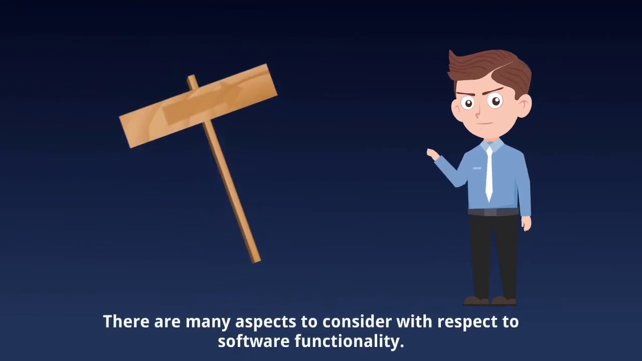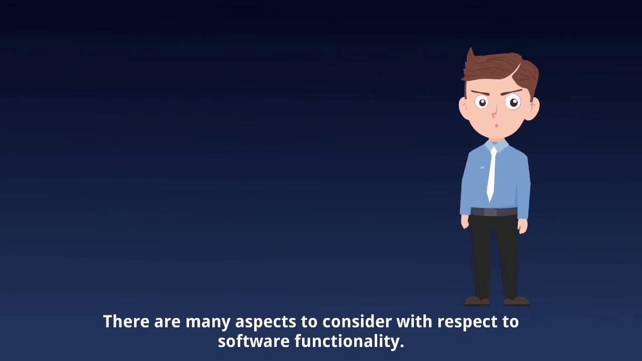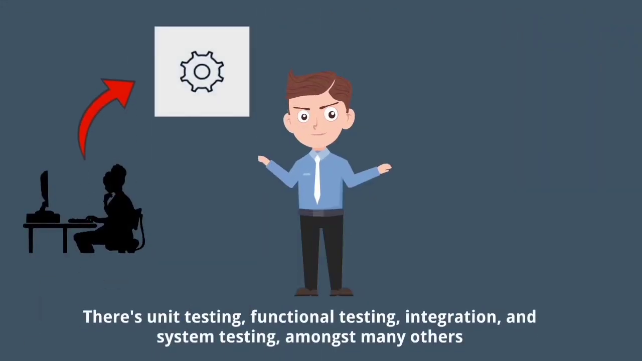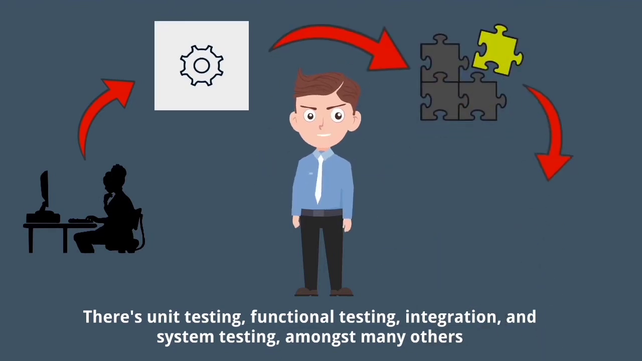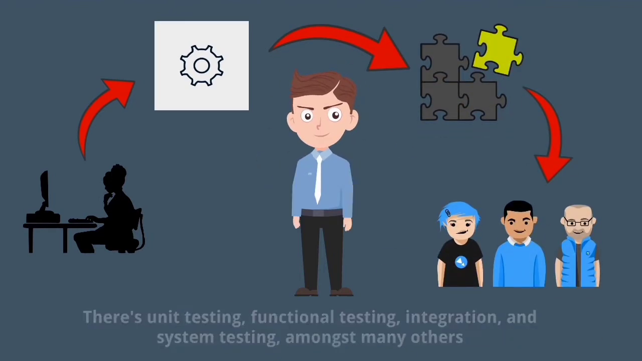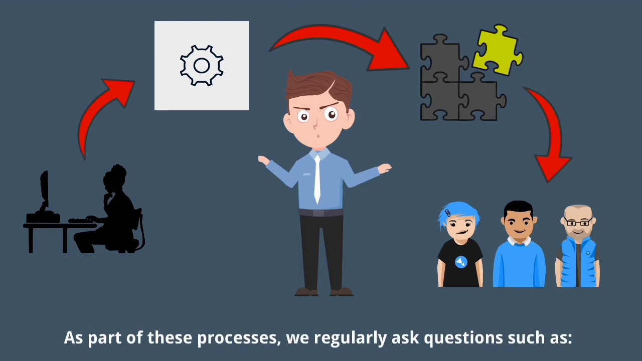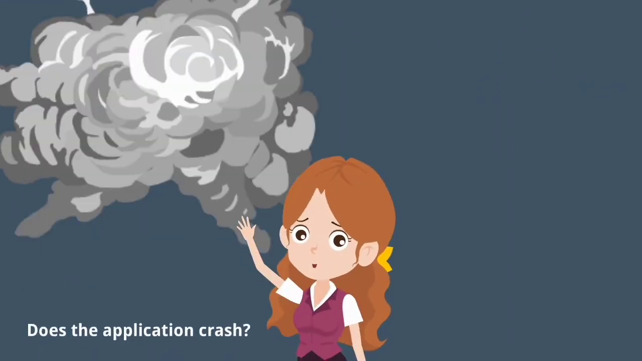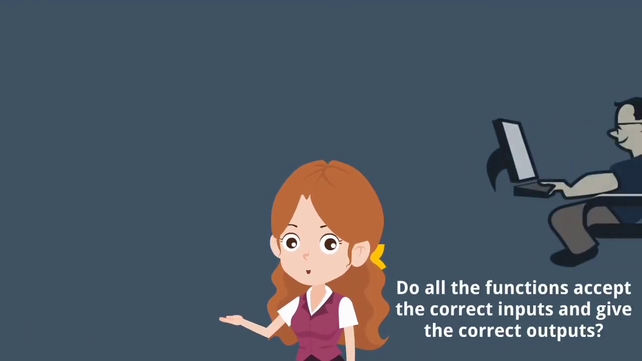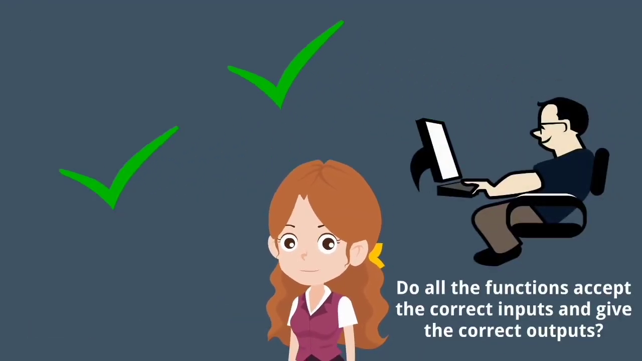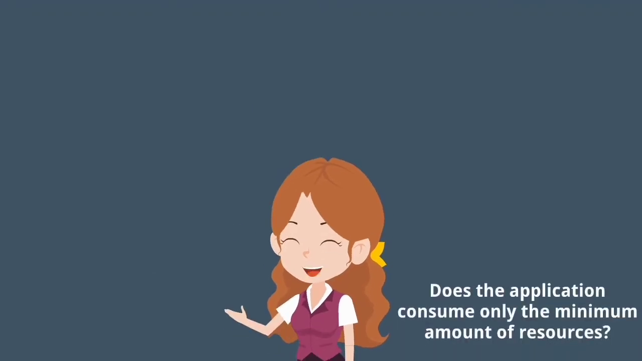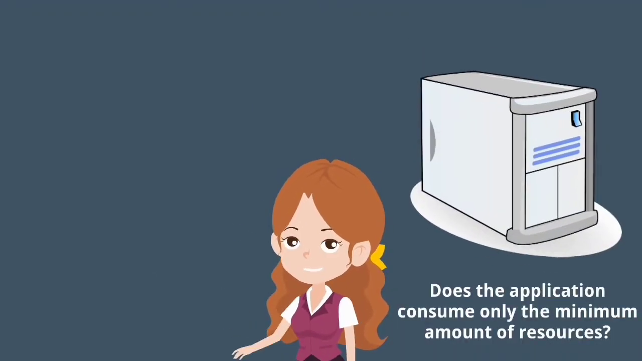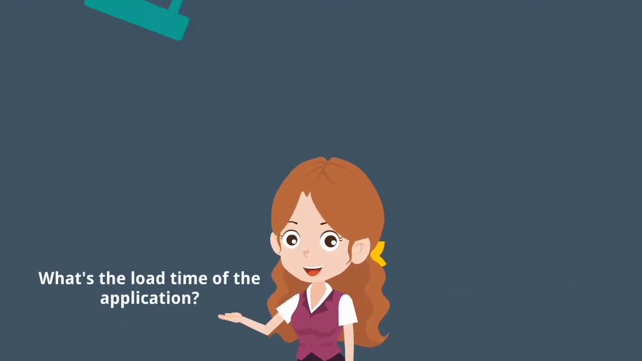There are many aspects to consider with respect to software functionality. There's unit testing, functional testing, integration testing, and system testing, amongst many others. As part of these processes, we regularly ask questions such as: does the application crash? Do all the functions accept the correct inputs and give the correct outputs? Does the application consume only the minimum amount of resources? What's the load time of the application?